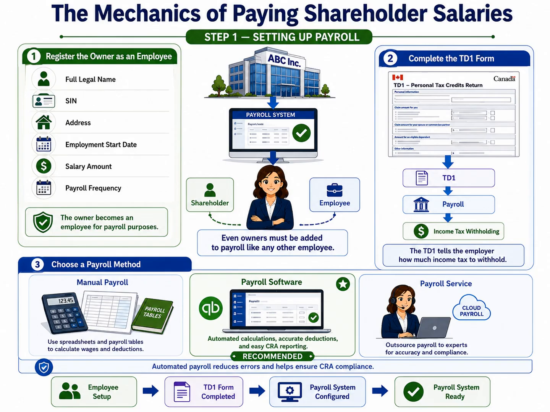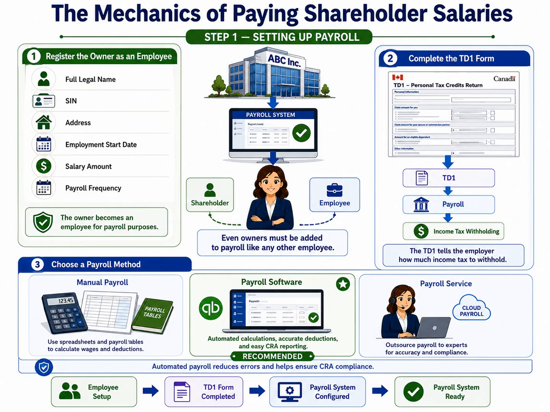Most corporations today use payroll software that automatically calculates payroll deductions, prepares payroll reports, and helps keep the business compliant with CRA requirements. Some businesses even outsource payroll to professional payroll service providers who manage the entire process on their behalf. Whichever method is chosen, the objective is the same: to ensure that every salary payment is calculated correctly, the required deductions are withheld, and all payroll records are maintained properly.